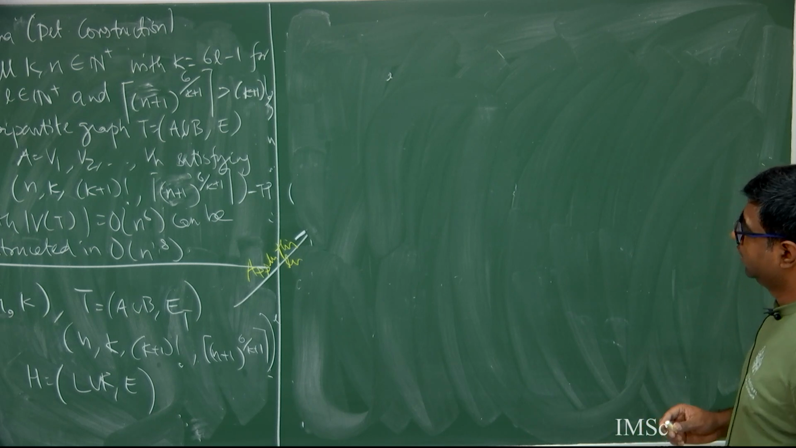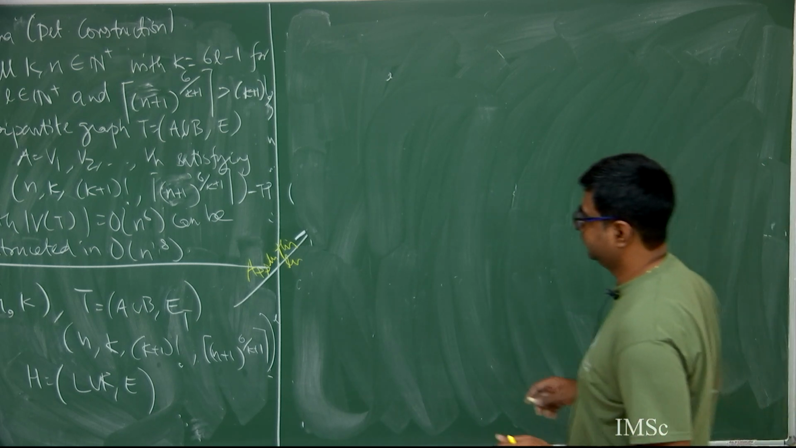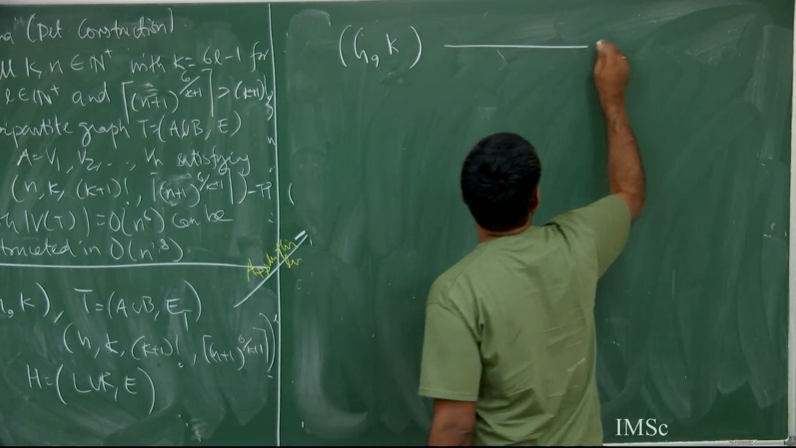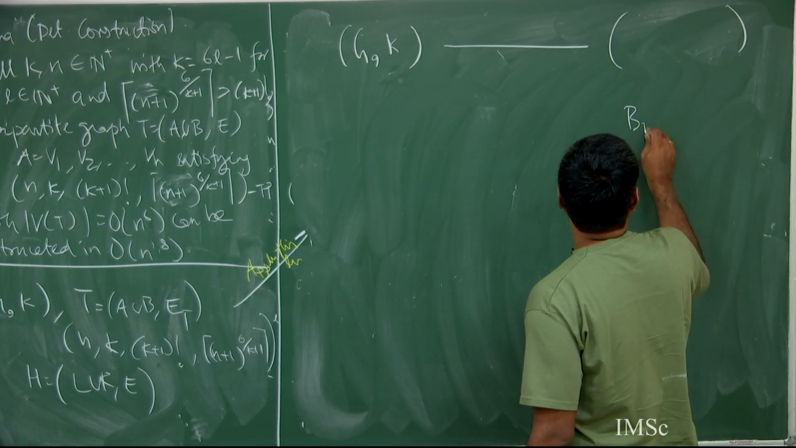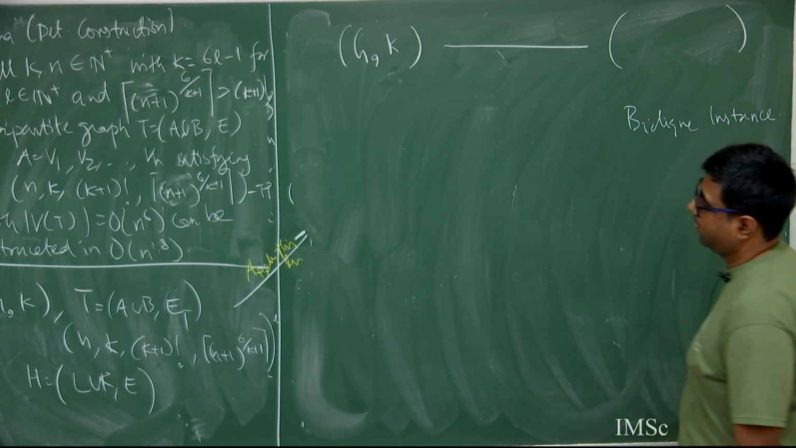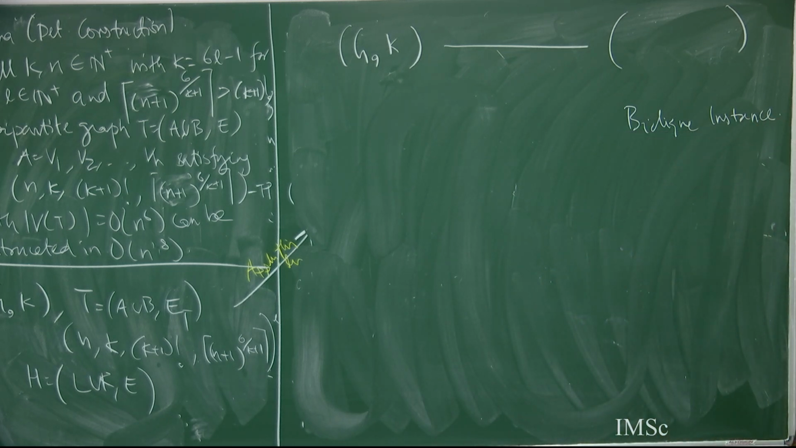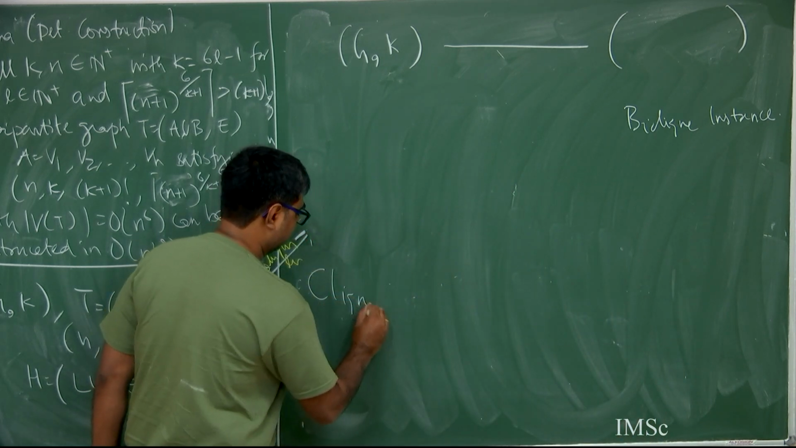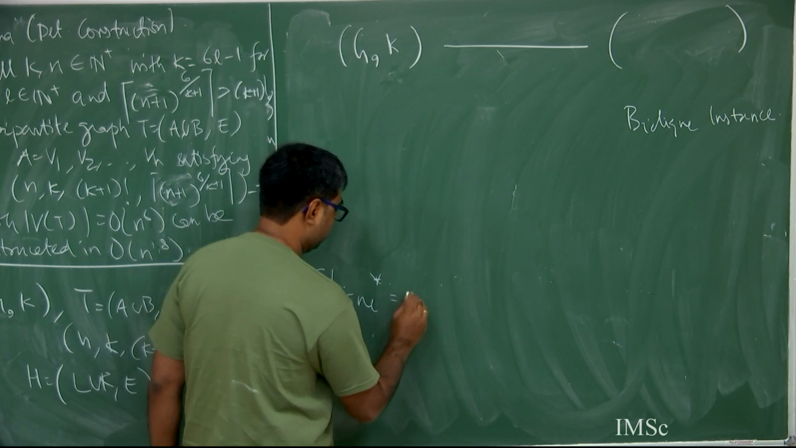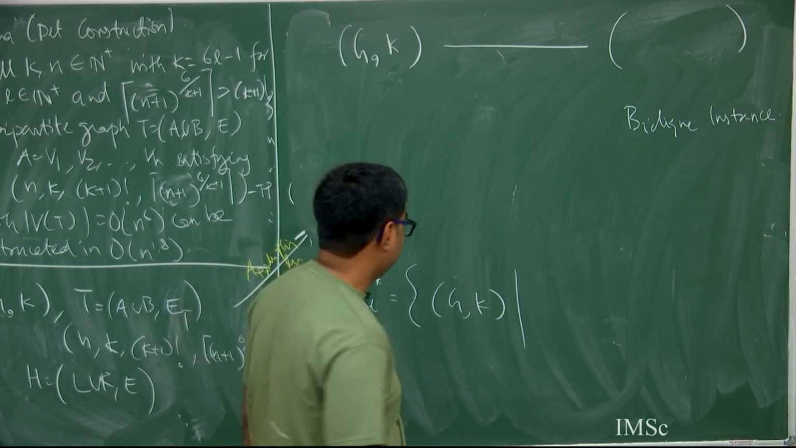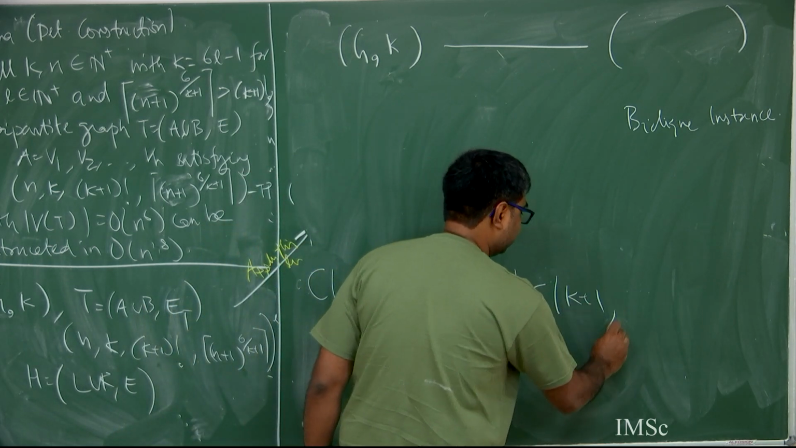Okay, so now I want to prove this. So what will we do? I have a G comma k, and I want to create here a biclique instance. What should I do? First of all, let's take a new clique star instance, G comma k, where 6 divides k plus 1.